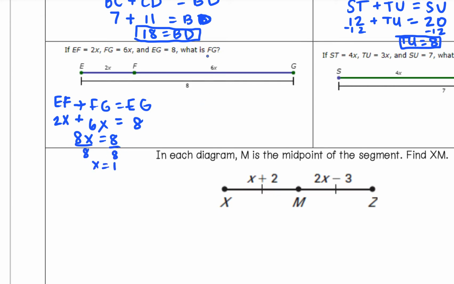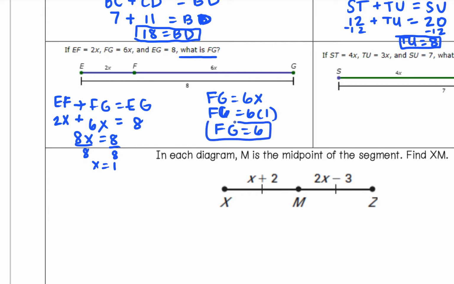We're not done though, because the question asked us what is the measure of FG. So FG was given to us as 6x. Well, now I know that x is 1, so I just evaluate it when x is 1. So FG equals 6. We can go back and check this to make sure. If I plug in 1, that would be 6 times 1, so that was 6. If I plug in my 1 for x for this one, we know that this was 2. So that would be 2 plus 6 equals 8, and we got that right.